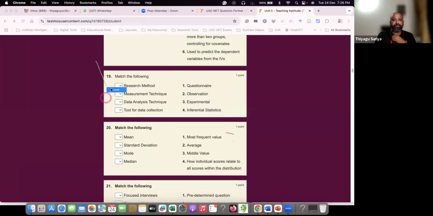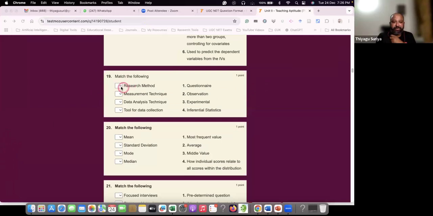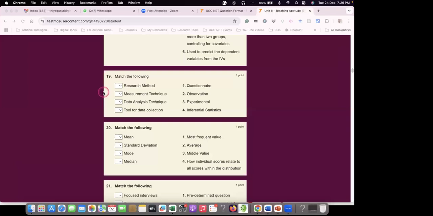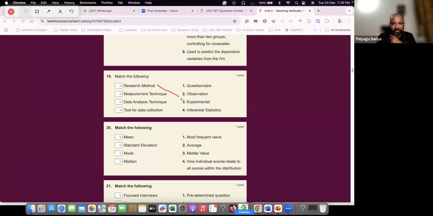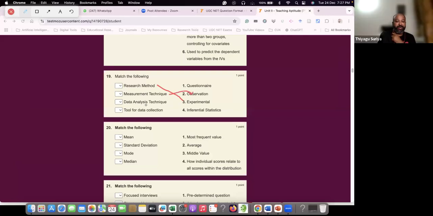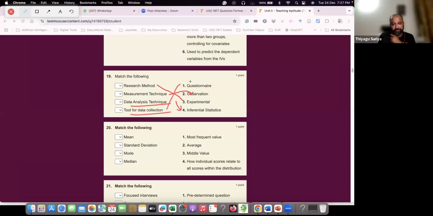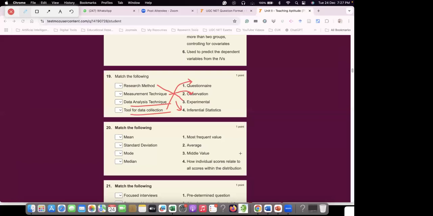Now the question for you. Research method. Please don't do any kind of interactions. What may be the answer? Experimental. Research method, it is an experimental method, right? Measurement technique. Observation. Yes, very good. Observation is a technique. Data analysis techniques. Inferential statistics. Tool for data collection. Questionnaire. Okay, this is the way we need to look at this. Hope you are getting how to respond.